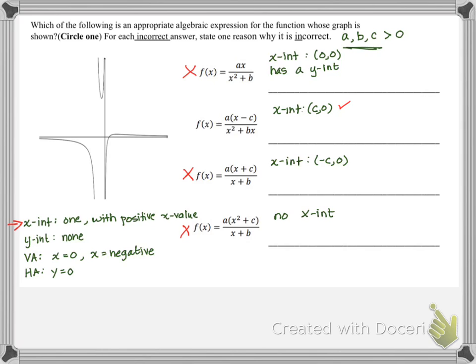Does the second one have a y-intercept? How do you know? On the second one? How'd you find it?